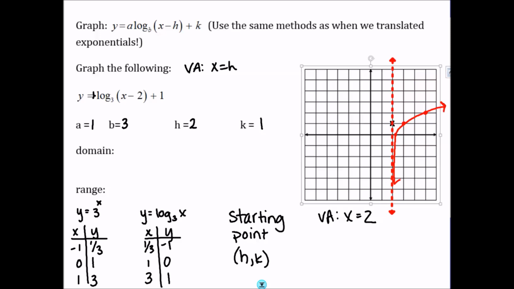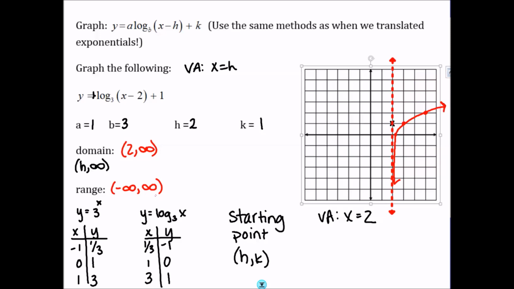Now, to find the domain and range, our domain will always be h to infinity. So in this case, it is 2 to infinity. And our range will always be all real numbers, or -infinity to infinity.